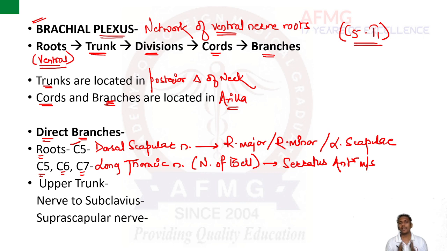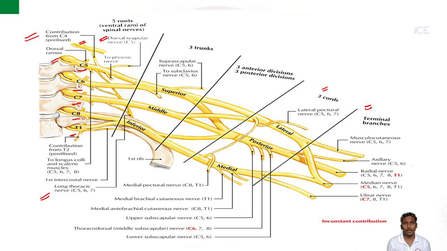If there is any injury to this long thoracic nerve, there would be paralysis of the serratus anterior muscle, and that can cause winging of scapula. That we'll discuss further.